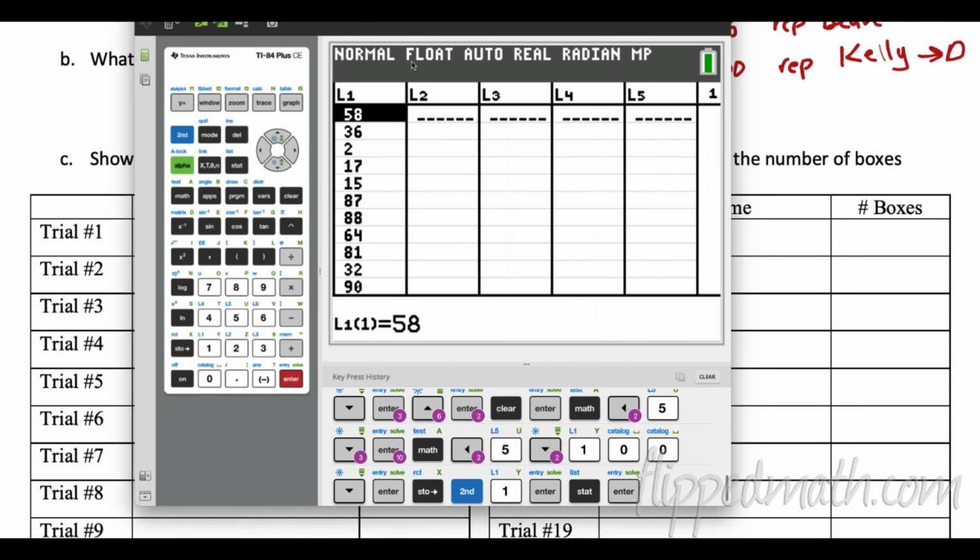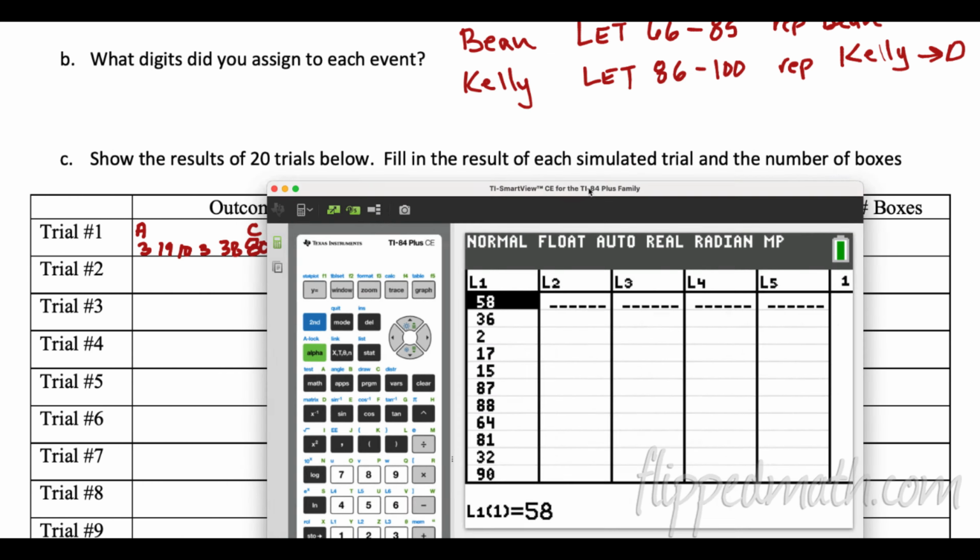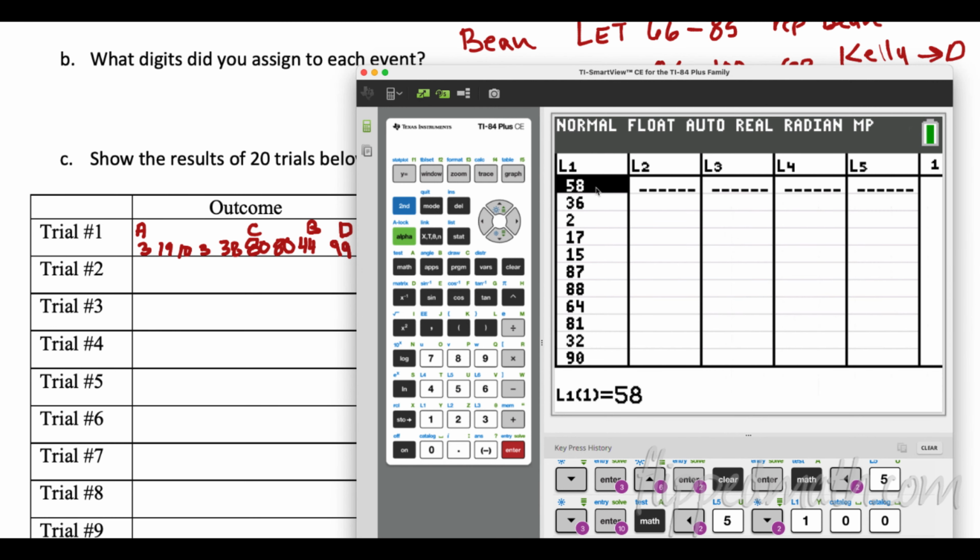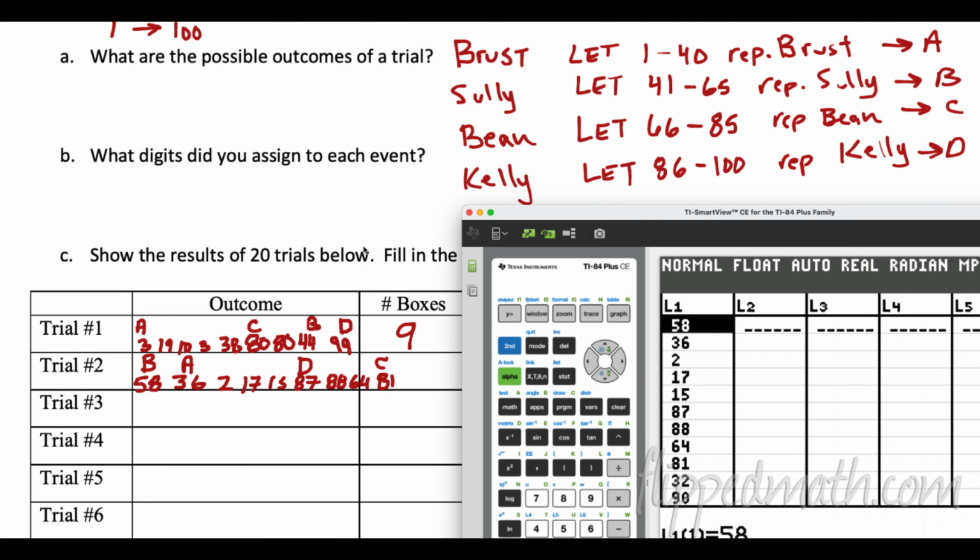I can look at it and say, all right, so how many did it take? And I want to write these down as we go. 58, 36, 2. Like I have the numbers right here. It looks like for the second one, let's write it down. We got 58, 36, 2. So I've written down, these are the boxes of cereal in order. You know, we got a B, we got Sully, then we got a Brust, we got some more Brust, then we got a Kelly, that's unlikely. Then another Kelly, then 64 would be Sully again, and then finally last we get an 81 that represents bean, and that represents all 4 Algebros we finally got.